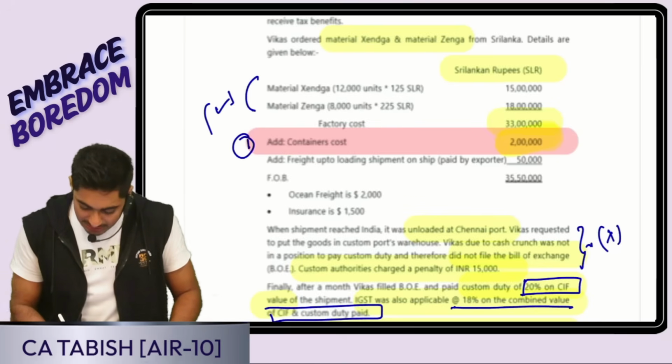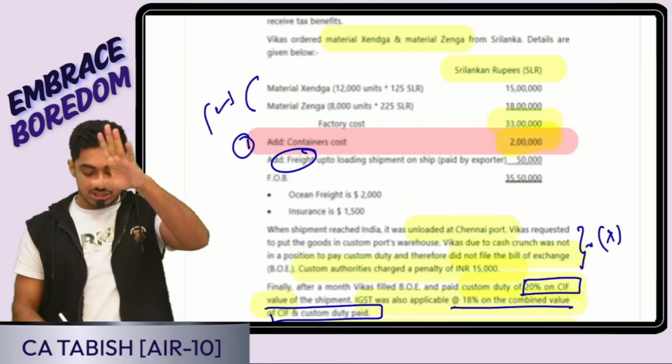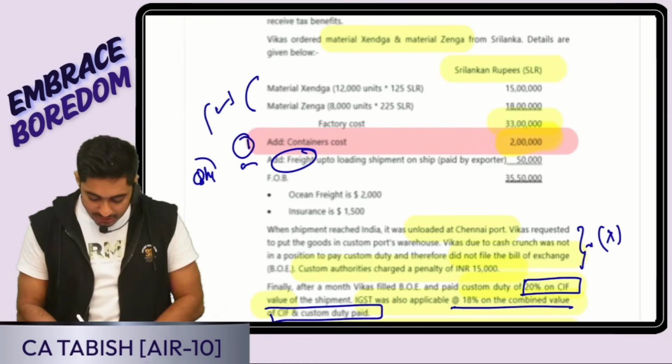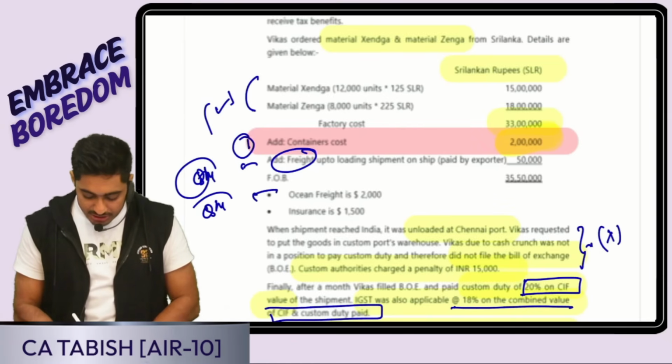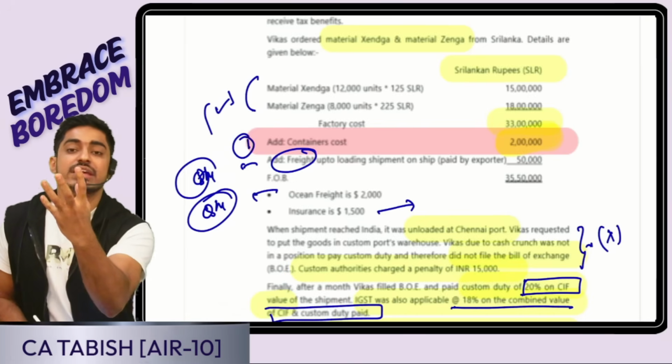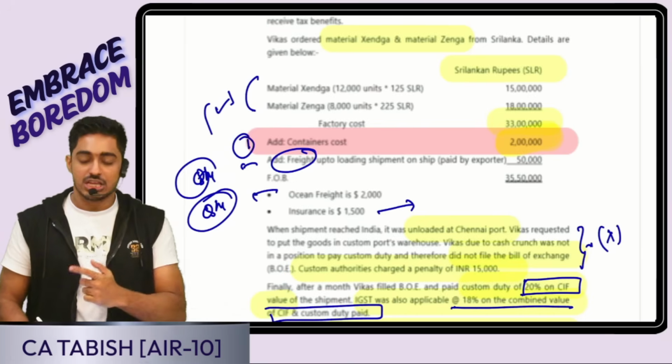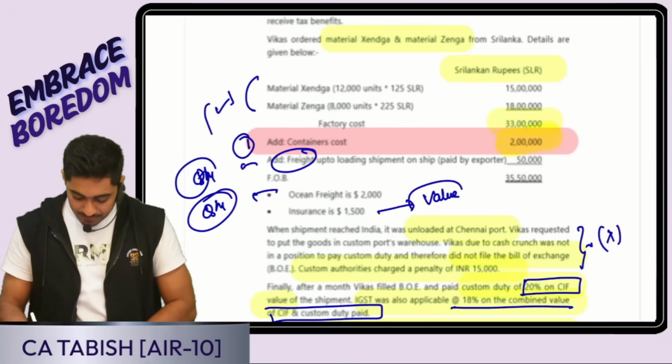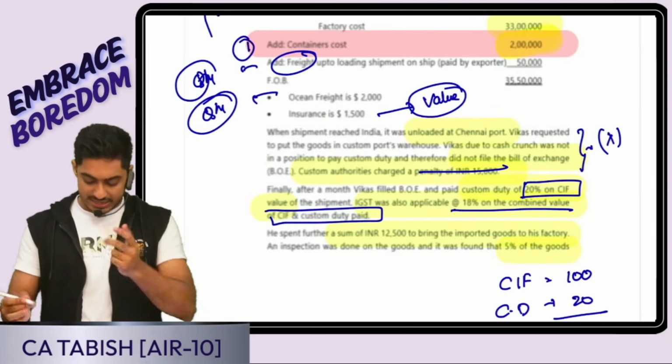Now tell me here. Freight cost, in which ratio will I distribute? In the ratio of quantity. Ocean freight, again I'll distribute in the ratio of quantity. Insurance, they're insuring the value of your asset, your product. In which ratio? In the ratio of value. Yes or no? This anyways is an abnormal item, will not come.